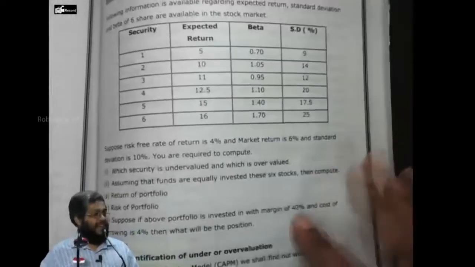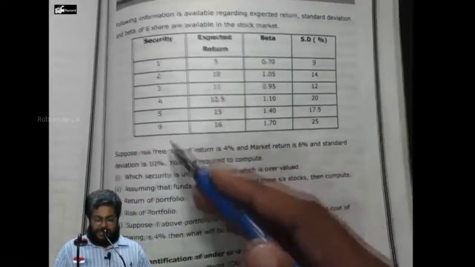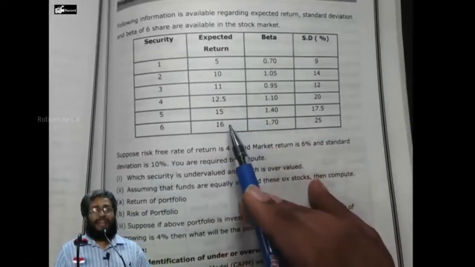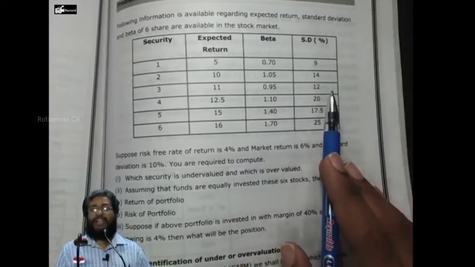Have you all taken that page or not? Just to get the feel, I am saying, please. Six securities, their average or expected return, their betas and their standard deviations are given.